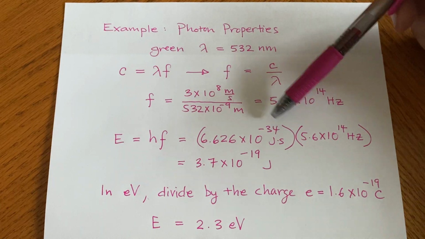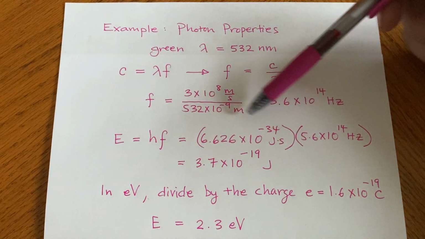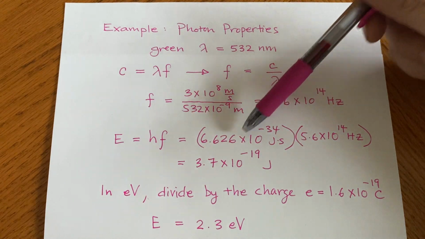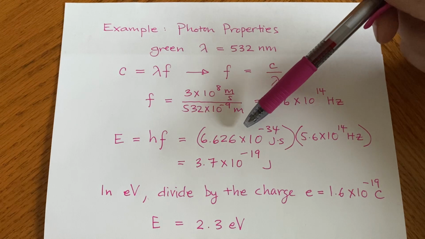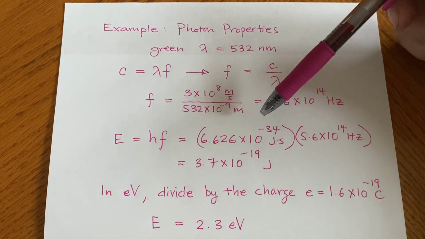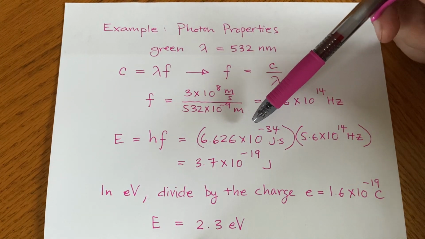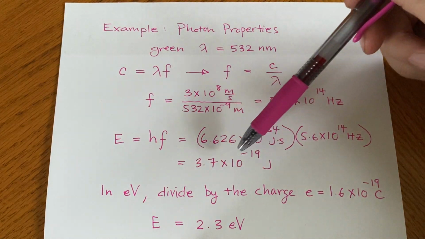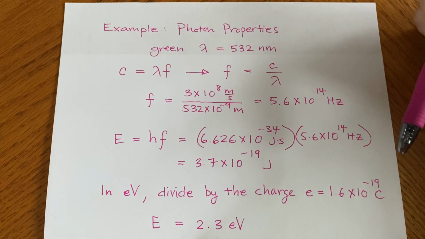This is what you're going to be measuring in this week's lab. It's a fundamental constant of nature and the most important constant when it comes to quantum physics. You take that, multiply by the frequency, and we get an energy of 3.7 times 10 to the negative 19 joules.